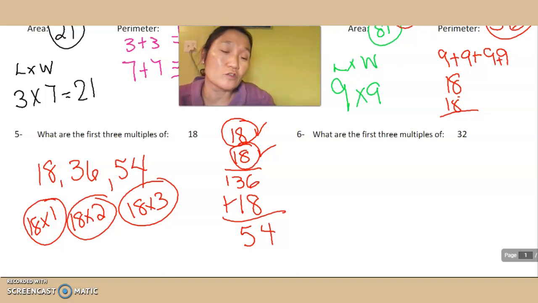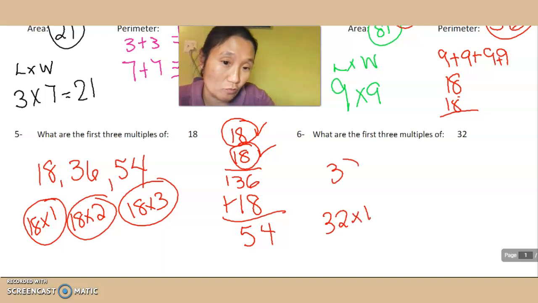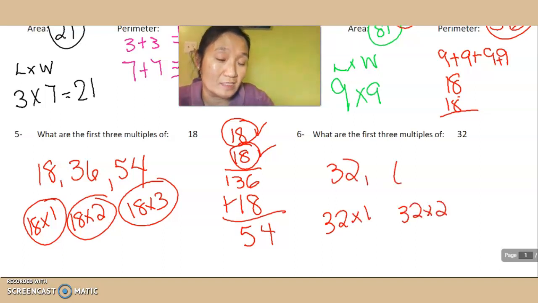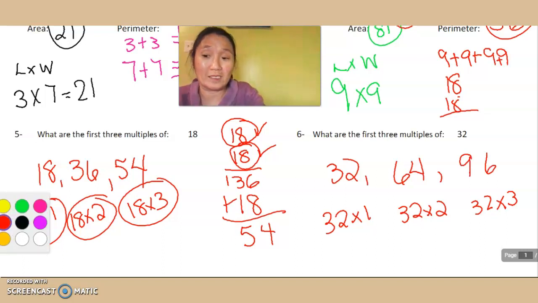Okay, what are the first 3 multiples of 32? So 32 times 1 is going to be 32. Okay, 32 times 2 is going to be 64. And 32 times 3, because that's the first 3 skip counts, is going to be 96. So those are your first 3 skip counts.